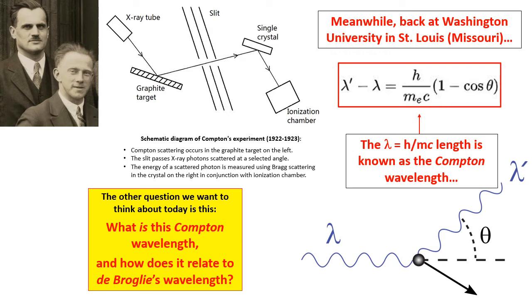So h divided by mc is something expressed in a distance unit, and on the other side we also have a difference between two wavelengths. So we have a length there, the Compton wavelength. And as mentioned in the beginning of this presentation, that's the other question that we want to think about today: what is this Compton wavelength, and how does it relate to de Broglie's wavelength?